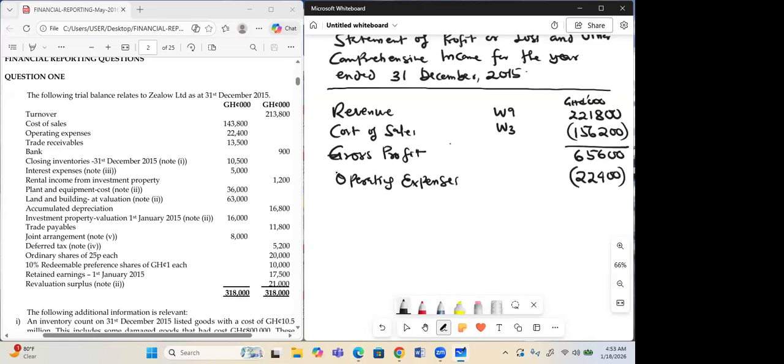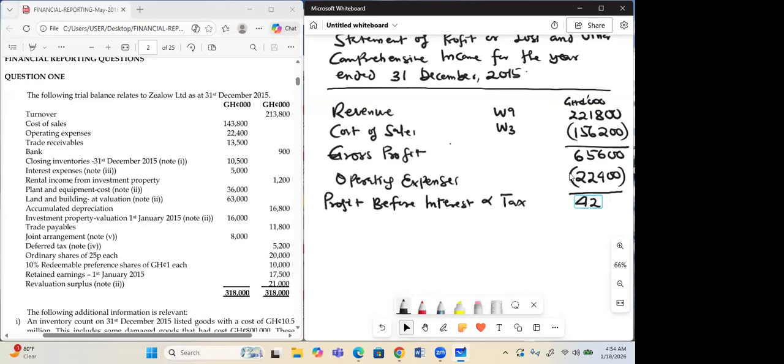No, add it. When you take out operating expenses, this will give you the operating profit, right? Yes. So this is what we call profit before interest and tax. That gives you what? 42,300. Sorry, is it 224? No, 43,200.